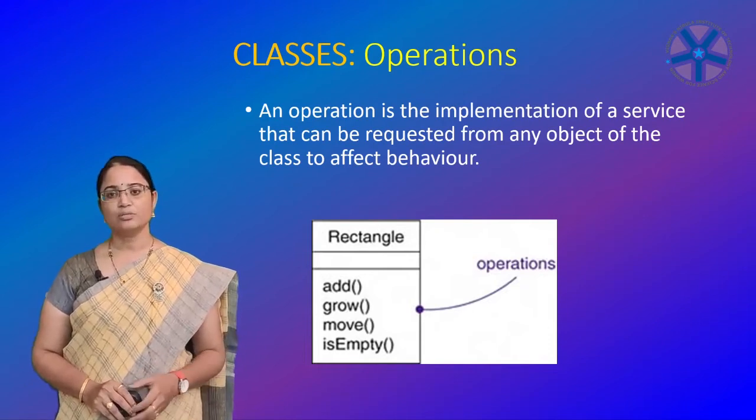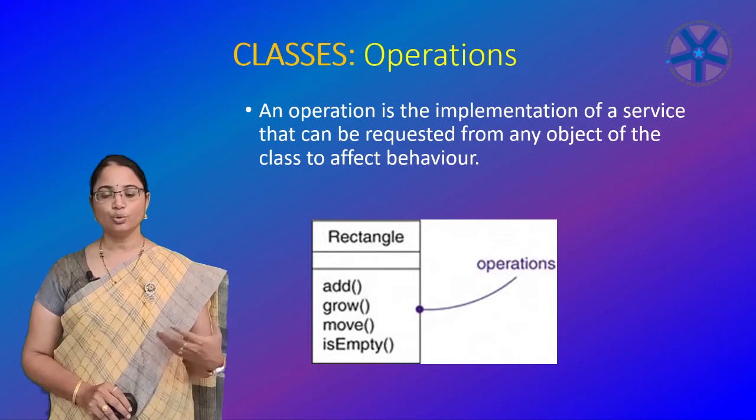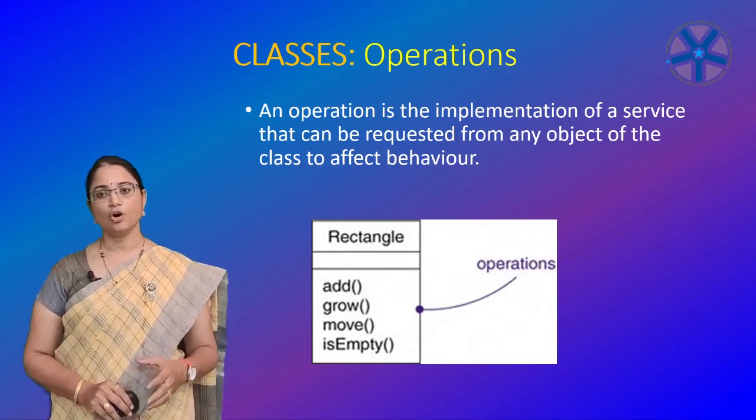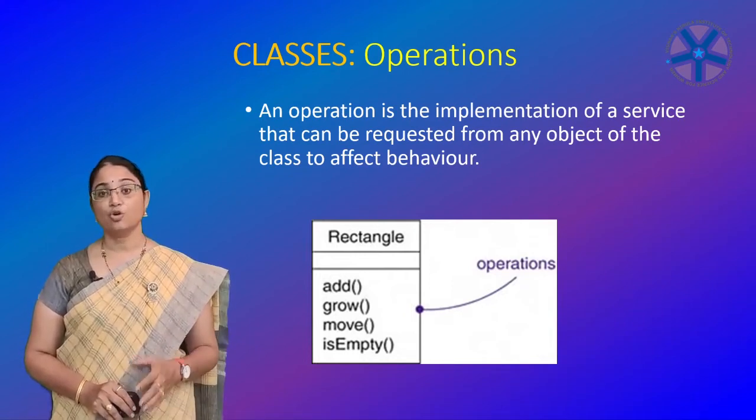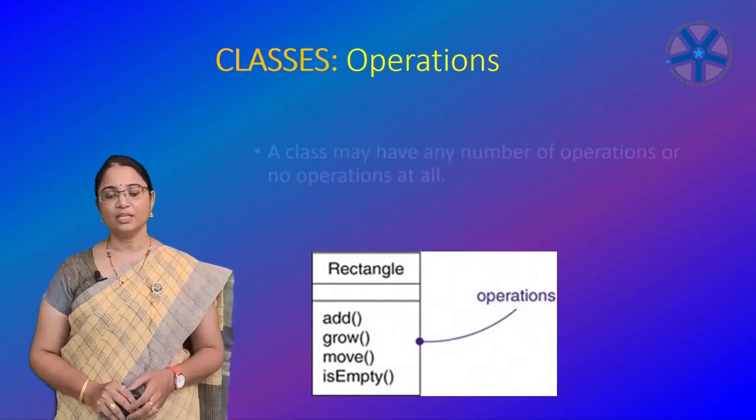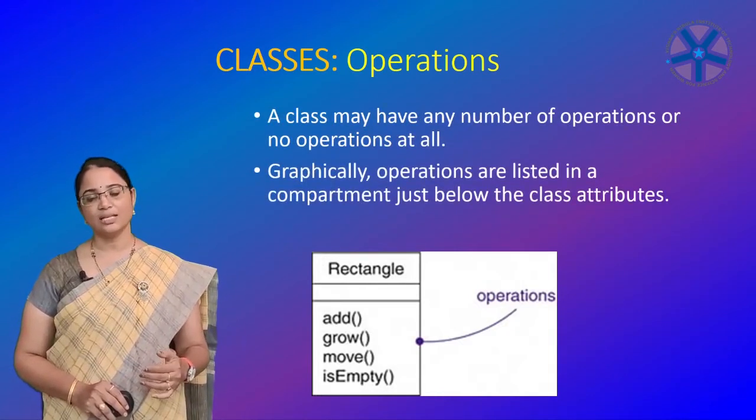In other words, an operation is an abstraction of something you can do to an object that is shared by all the objects of that class. A class may have any number of operations or no operations at all. Graphically, operations are listed in a compartment just below the class attributes.